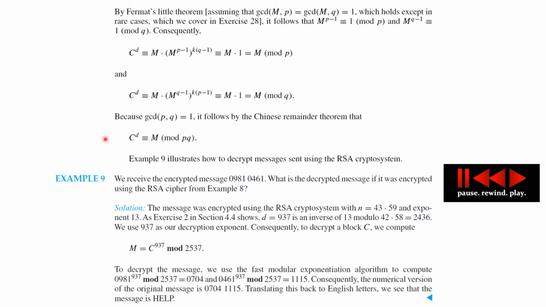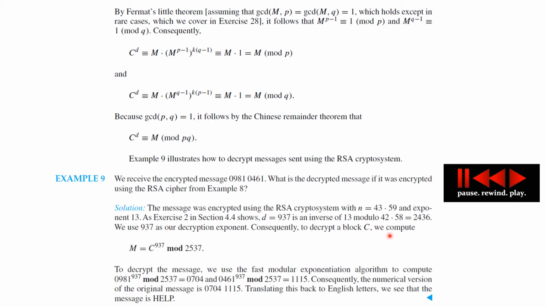Pretty involved stuff, especially with big numbers. So let's see what happens in an example, and I would encourage you to give this example a go. You received the encrypted message, these two blocks of four digits. What is the decrypted message if it was encrypted using the same cipher that we had up here? The message was encrypted using a cryptosystem with n equal to 43 times 59 and exponent 13. So d, the inverse of 13 mod 2436, is 937.